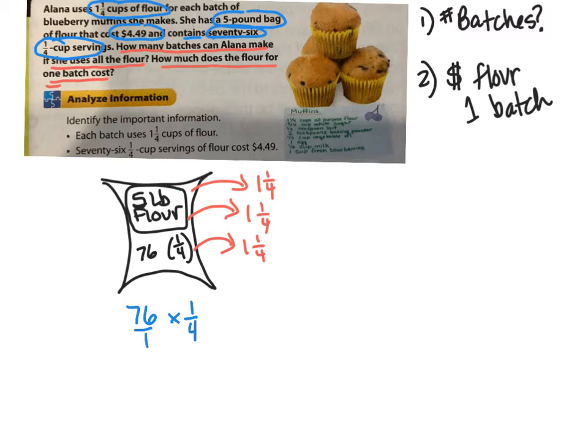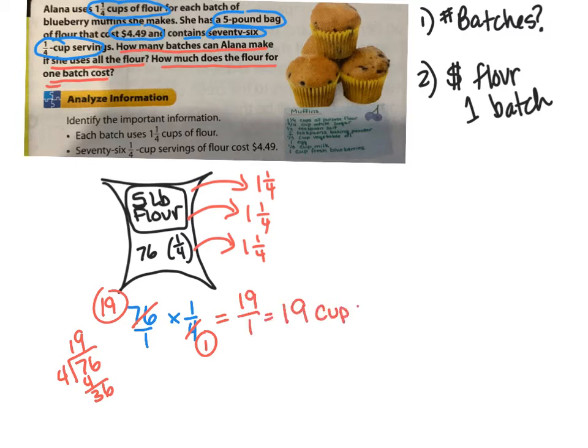I can put that over 1. I can cross reduce. I don't know if 4 goes into 76 evenly. Let me experiment and see. It goes 19 times. Yes, it sure does. I mean, I could have put that on my calculator, but I figured that wouldn't be too difficult. 19 times 1 is 19, and 1 times 1 is 1. So there are 19 cups in the bag. Now I know that this bag contains 19 cups of flour in it.